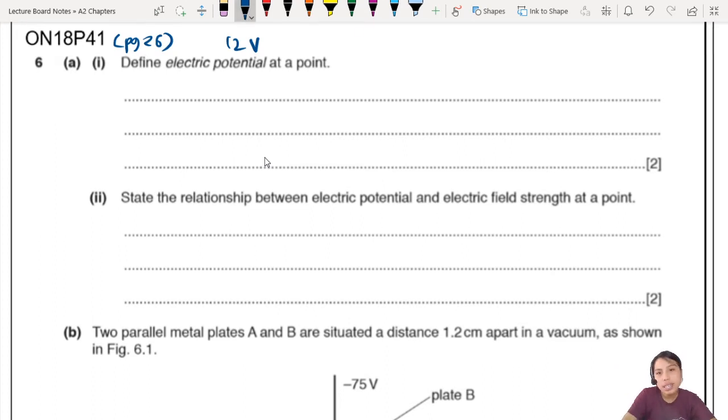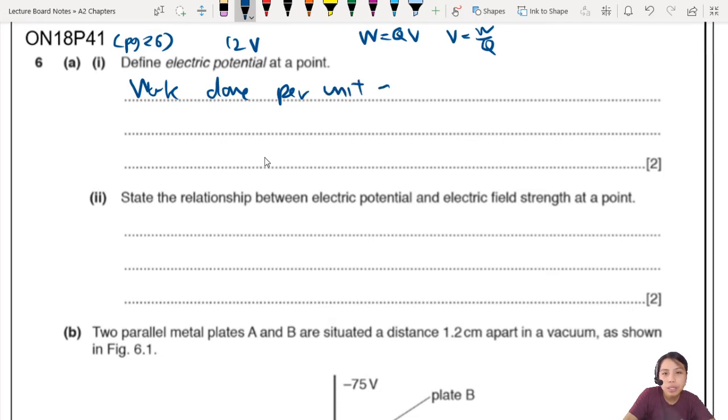The first part is actually very similar. Last time you used W equals QV, V equals W over Q. So it's like work done per unit charge. But that is defining the volt. You may say, oh miss, I know, work done per unit charge converting chemical to non-chemical energy or something like that. No. That part is for the volt, defining 1 volt and EMF or potential difference and EMF. This one, we're going to talk about just electric potential.